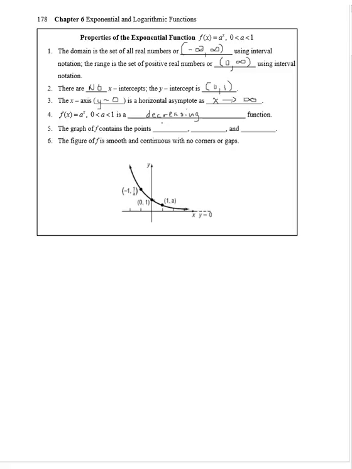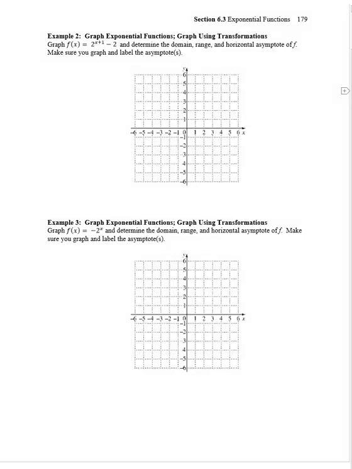And the graph contains the points negative 1, 1 over a, 0, 1, and 1, a. And of course it's smooth and continuous and has no corners or gaps. So that smooth means no corners or gaps. Well, smooth means no corners. Gaps is from the continuous part. Sorry. Okay, moving on to the next page.